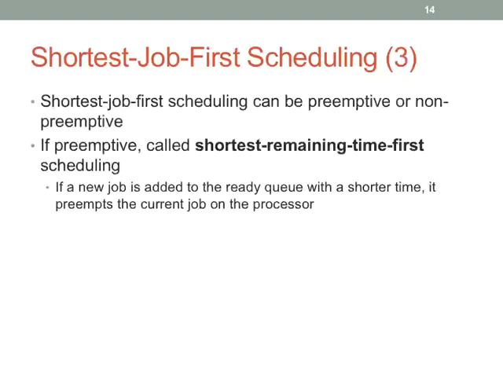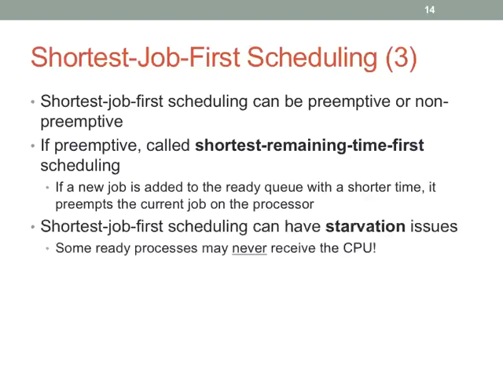Now we can either make this preemptive or non-preemptive. Obviously if it's preemptive, and some blocked process becomes ready, and it happens to have a shorter estimated remaining time left to run, then we want to bump it to the front of the queue. So it might actually preempt the current job on the processor. We call that shortest remaining time first, because the process that was running will still have some remaining time left, so we put it back into the queue.